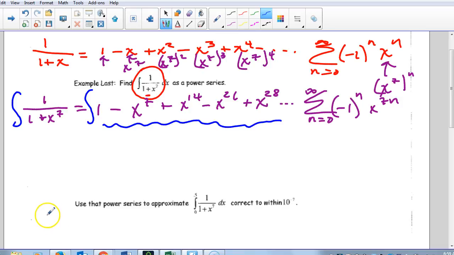So you do it term by term. This is exactly what your calculator's doing. It integrates them and then shoves numbers in. So it's going to say, well, that's x plus x to the 8th over 8. Just kidding, that's minus.